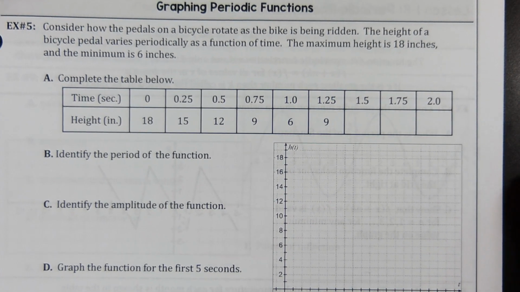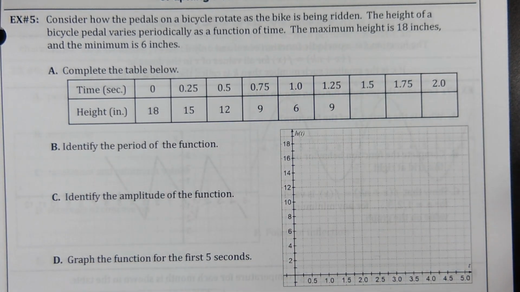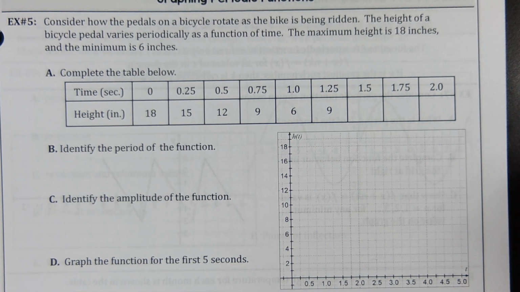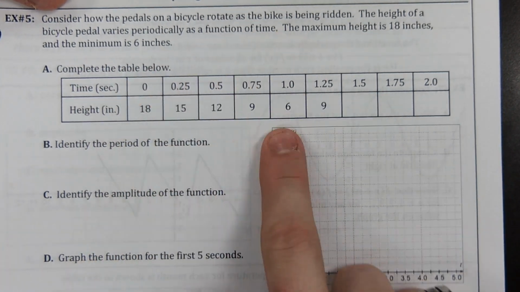So we're going to stretch reality a little bit and use an example that, even though it is periodic, the numbers don't work perfectly. But that's because we're just trying to make our lives easy right now. Consider how the pedals on a bicycle rotate as the bike is being ridden. The height of a bicycle pedal varies periodically as a function of time. The maximum height is 18 inches, and the minimum height is 6 inches, and that means from the ground, because obviously your pedals don't hit the ground, right? Okay, so here, maximum height. Here, minimum height.